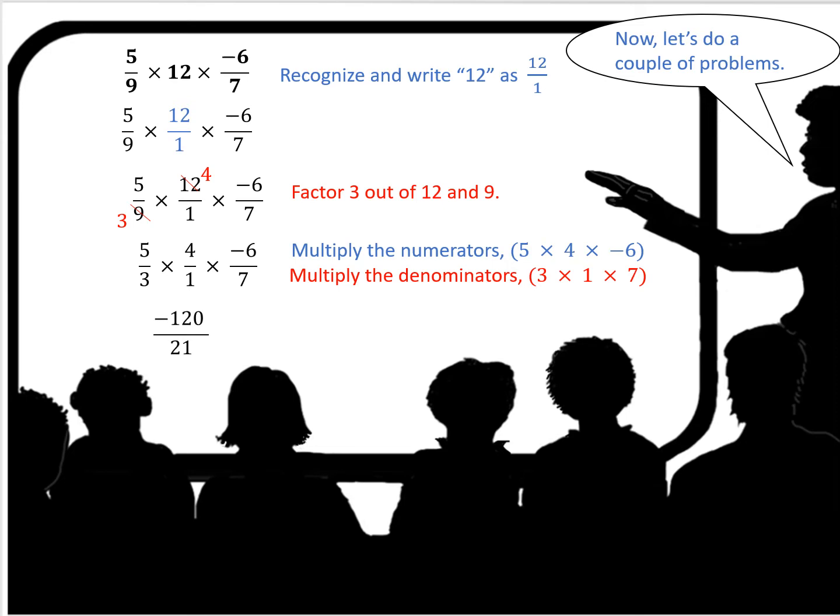And you will get negative 120 over 21. You're going to factor 3 out of negative 120 and 21. You'll get negative 40 over 7 equals negative 5 and 5/7. That's in proper form. Now, if you look back up here, you might have noticed immediately that negative 6 and 3, that you could have factored out a 3 from these, and that would have saved some of the reducing here. So either way would have been okay.